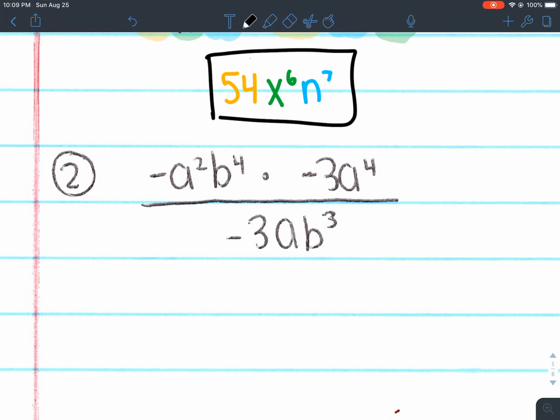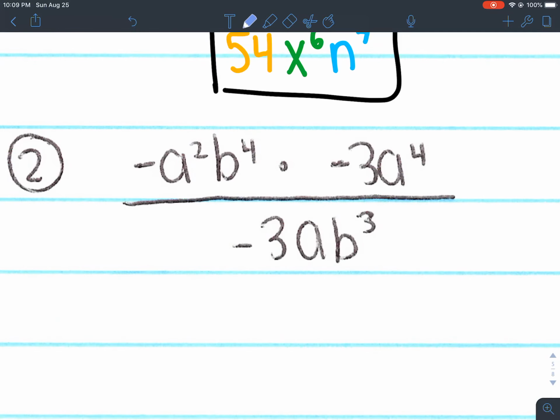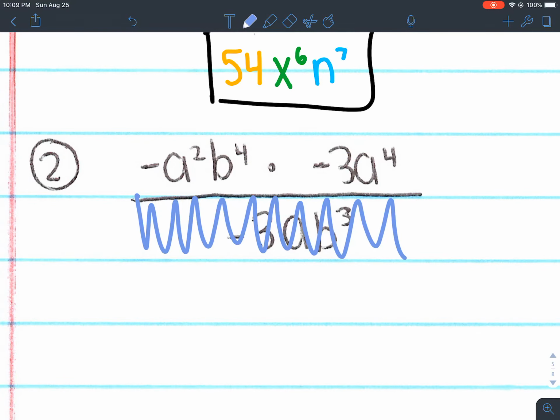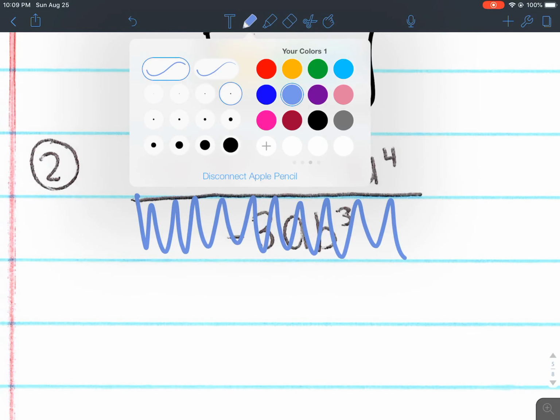All right, number 2, I have negative a squared b to the 4th times negative 3a to the 4th divided by negative 3ab cubed. Now, just like earlier, I'm going to go ahead and simplify this by parts. So I'm not going to look at the denominator for now. I'm just going to look at the numerator and see if I can simplify anything.